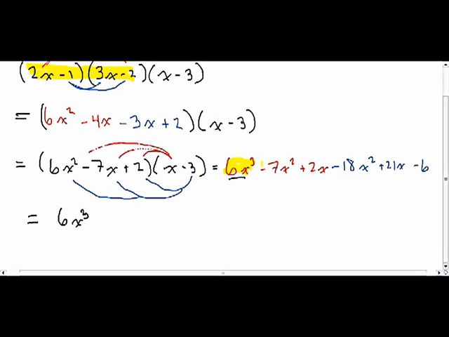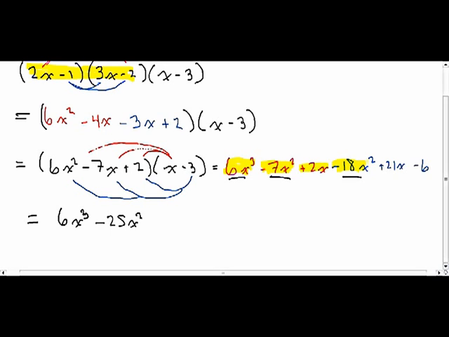So I've got our x squared terms. Well, there's two of those. So negative 7x squared minus 18x squared gives me negative 25x squared. So now this one is done and this one is done.